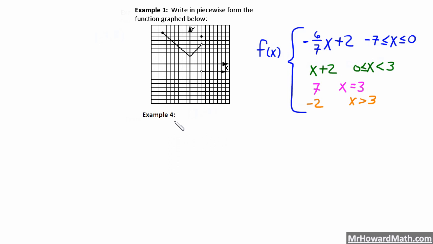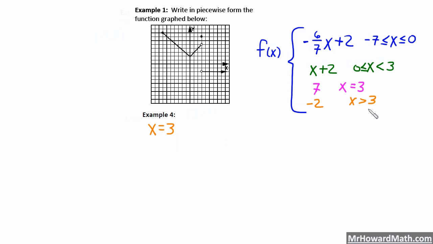Example 4 asks you to name all the discontinuities on this piecewise function. You can see it occurring right here, those three spots. We've got a discontinuity right there and here. We're not continuous right there, and that's always when x is equal to 3. So we can say this piecewise function is discontinuous when x equals 3. There is a discontinuity at x equals 3. And notice how 3 comes into play several times in our domain statements here.